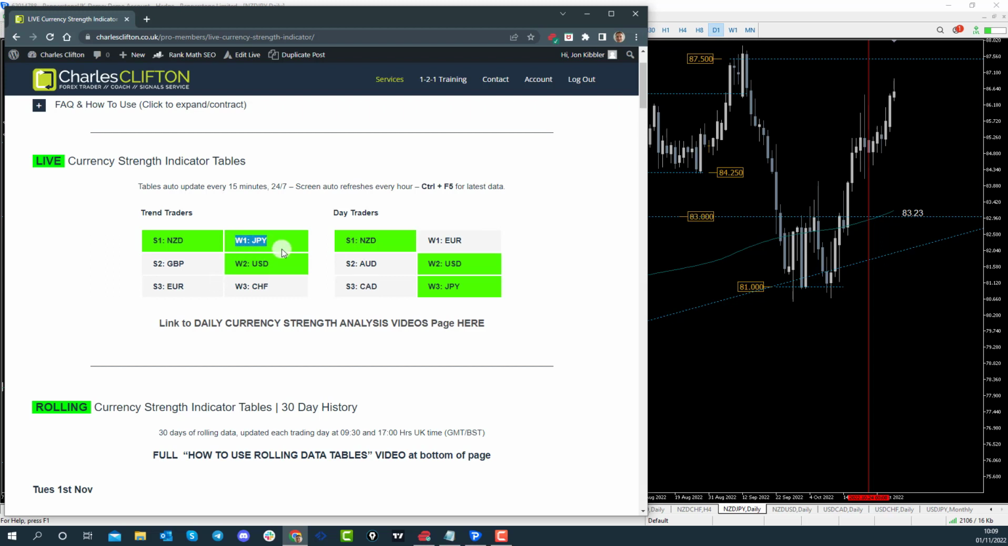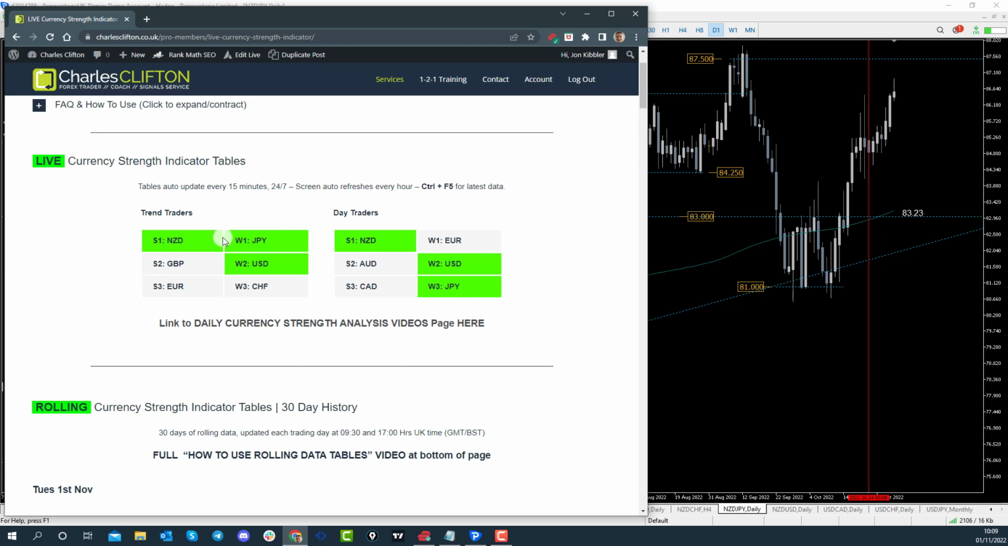The yen is the weakest currency on the trend traders. It appears on the day traders but at W3, followed by the US dollar, which is W2 on both tables. And then on the trend traders the Swiss franc is the weakest currency, or the third weakest currency. And then on the day traders you've got the euro, which is the first weakest currency.